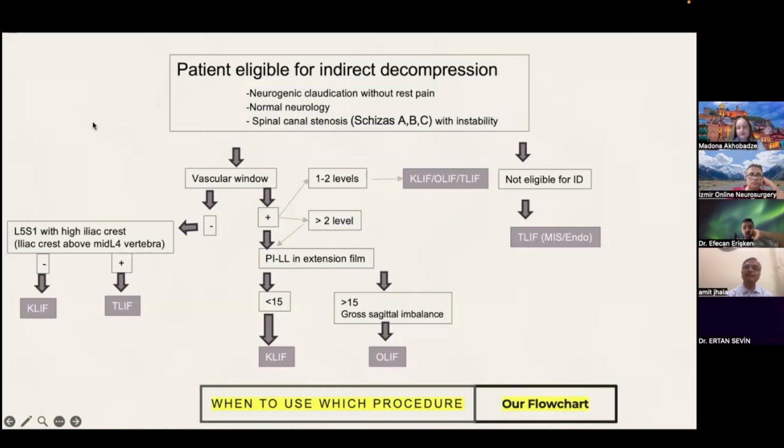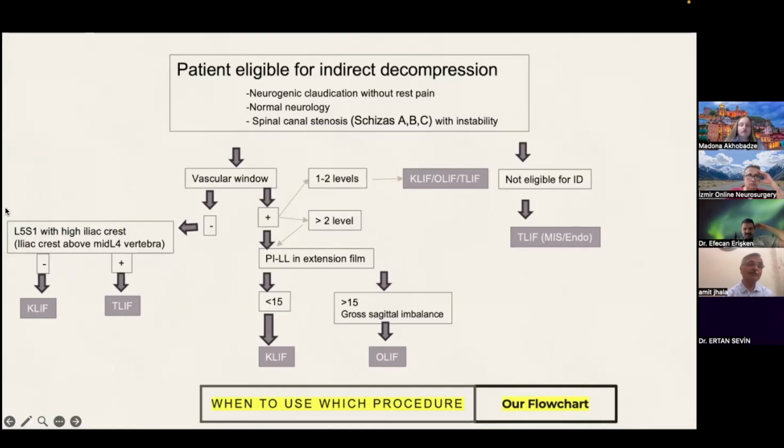If the patient is eligible for indirect decompression, then you can go for an indirect way. But if the patient is not eligible for indirect decompression, you may go for a TLIF, which may be MIS or endo. So this is the first thing. If the patient is eligible for indirect decompression, you check the vascular window. If there is no vascular window, then OLIF is not possible, and therefore you see if you are doing it at L5-S1, you check the high iliac crest. If there is a high iliac crest, then you cannot go for a KLIF. You have to go for a TLIF.